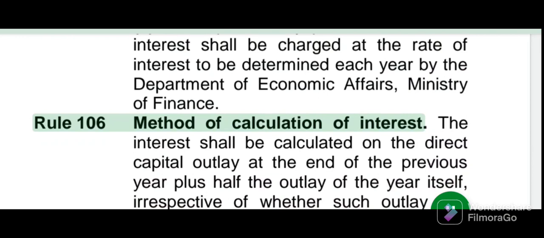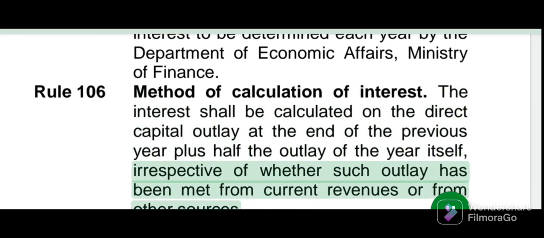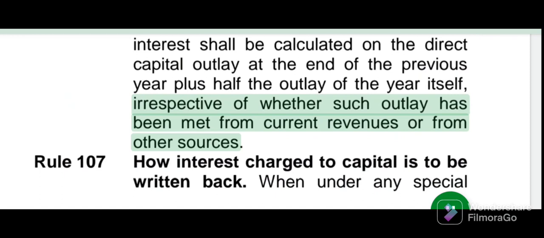Rule 106: Method of calculation of interest. The interest shall be calculated on the direct capital outlay at the end of the previous year plus half the outlay of the year itself, irrespective of whether such outlay has been met from current revenues or from other sources.